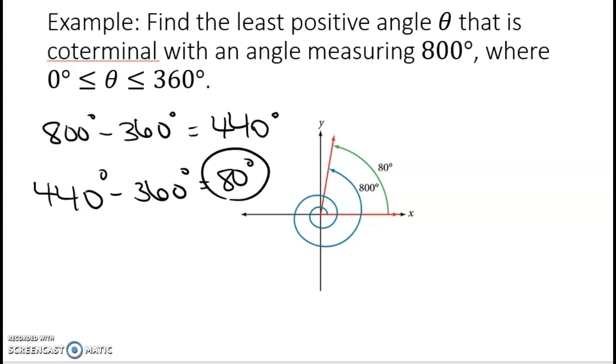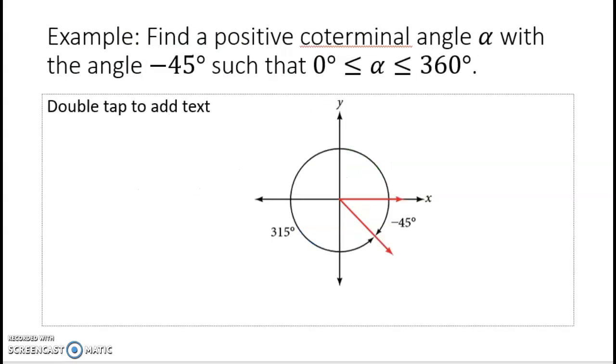Now notice that if I start at the positive x-axis and go 800 degrees, that's the same thing as starting at the positive x-axis and going 80 degrees. They have the exact same terminal side, which is right here. Okay?